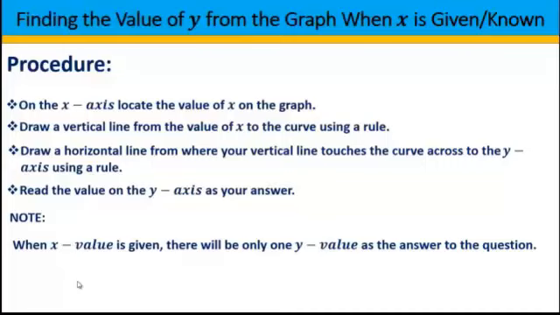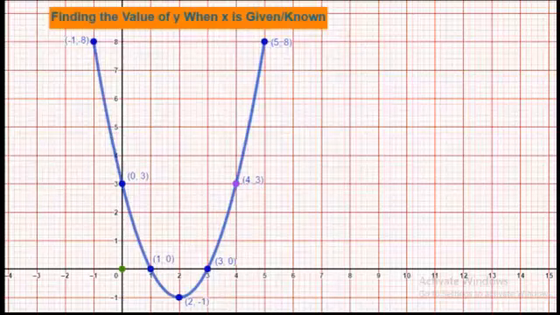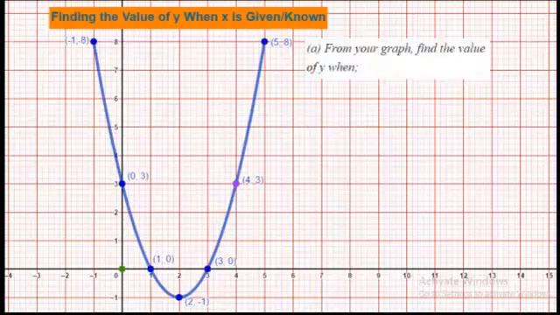Let's see our graph and we use it to answer questions where x value is given. So this is the graph. Let's see the question on it. From your graph, find the value of y when x is 4.2.